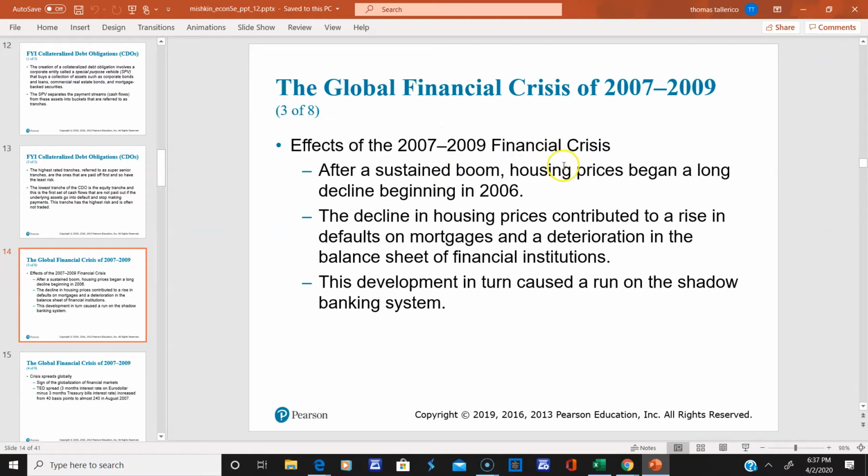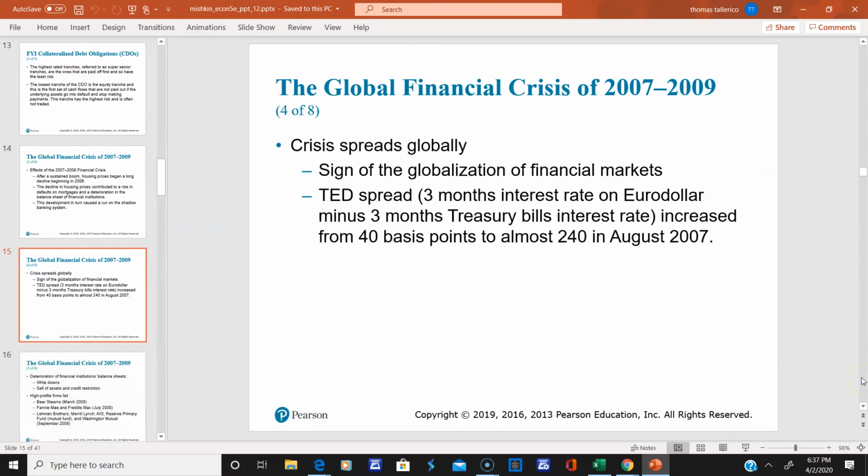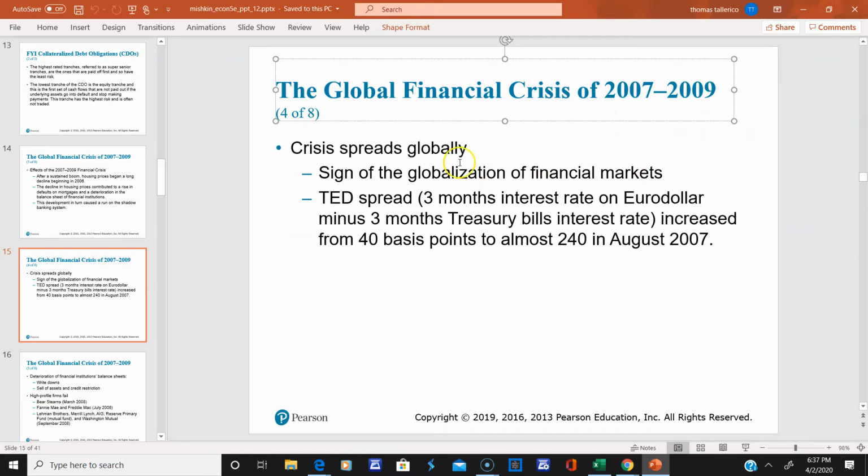So after this large boom, housing prices began a long decline beginning in 2006. This decline contributed to a rise in defaults on mortgages and a deterioration in the balance sheets. So basically the mortgages weren't worth anything. This started causing a run on the banks, the private hidden banks that we don't see. And this spread globally, just like the coronavirus spread globally. This was a sign of the globalization of financial markets. This is what globalization caused. We weren't domestic anymore, so globalization took off, and the T-bill and Eurodollar spread, the Eurodollar and the T-bill interest rate, increased to almost 240 basis points.